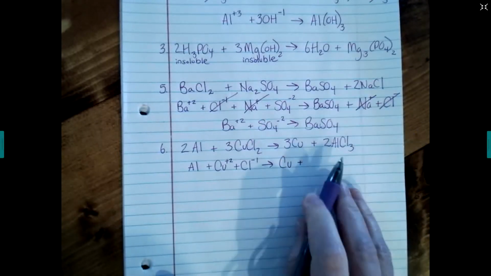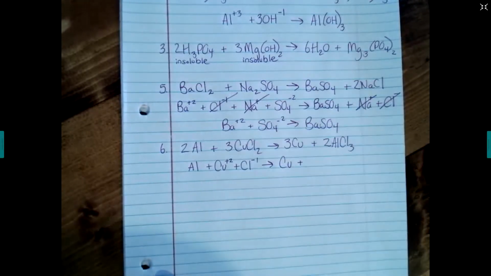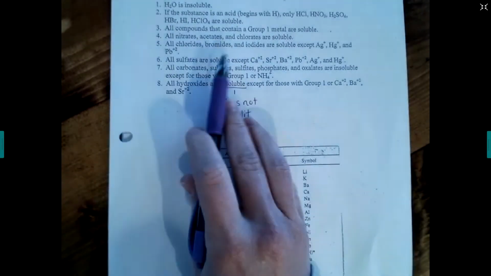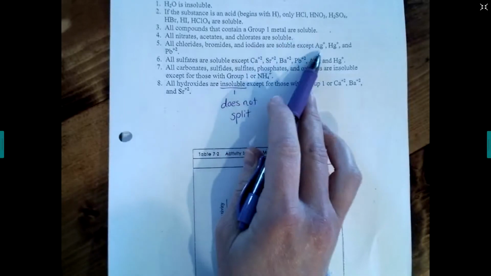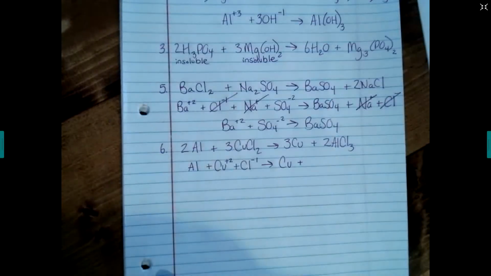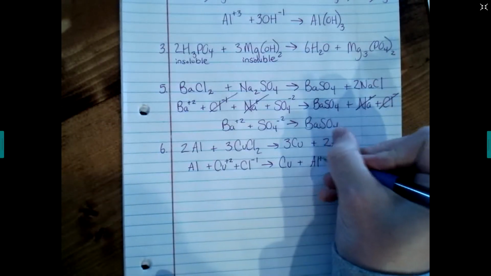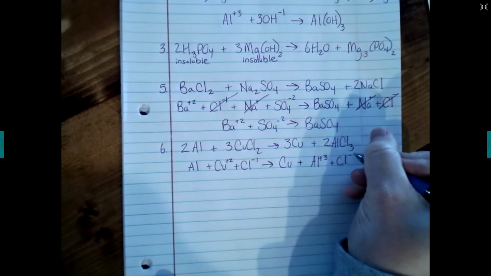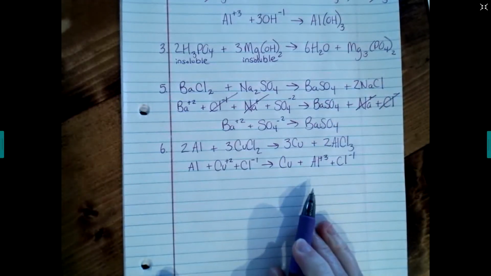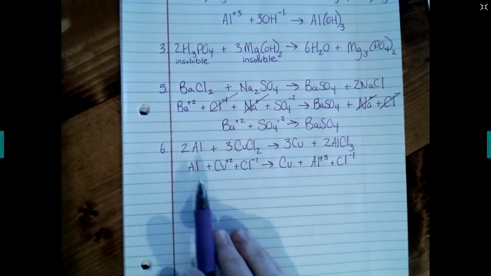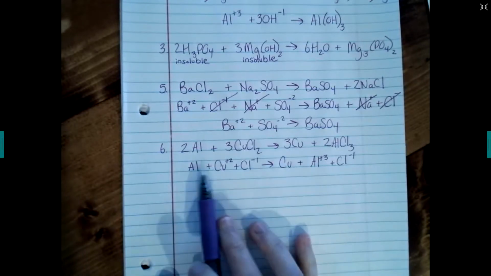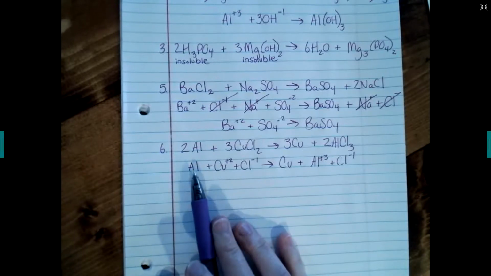And then lastly, we've got aluminum chloride. Using that same rule about chlorides, all chlorides are soluble. Aluminum is not one of the exceptions. So that is also going to split. All right, so now we're going to cancel out our spectator ions. Keep in mind that we cannot cancel out aluminum. Aluminum here is a metal.